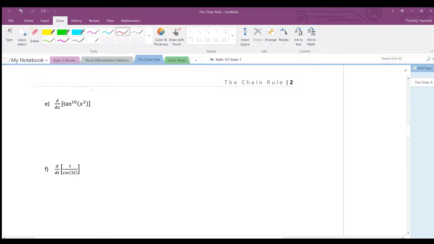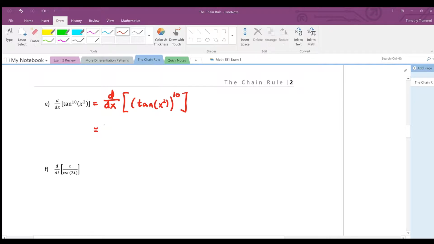Now that you've given part E a try, let's see what we end up with here. I'm actually going to rewrite tangent to the 10th of x squared before I start differentiating. So we have tangent of x squared, and then this function is being raised to the 10th power. Again, writing it this way is just helping us see the composition of functions here. We're going to have to use the chain rule technically twice here, and we'll see why in a minute.